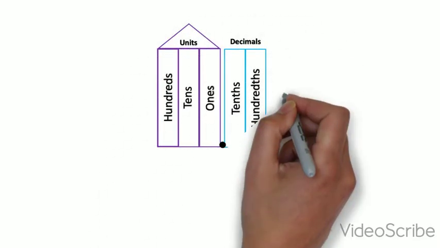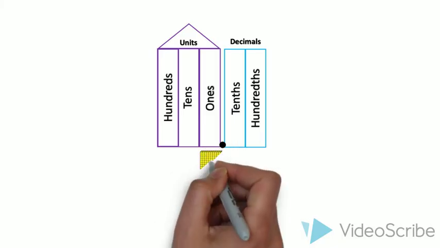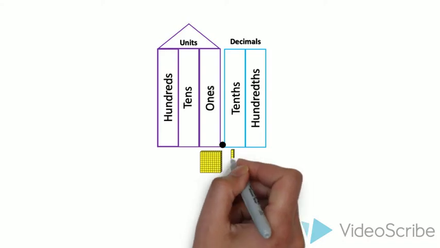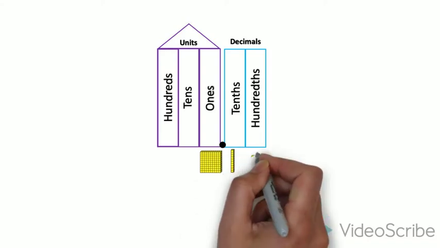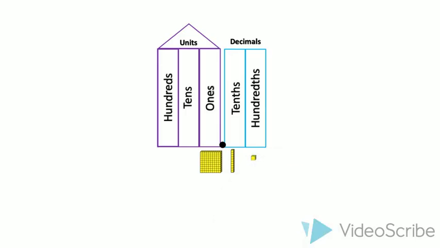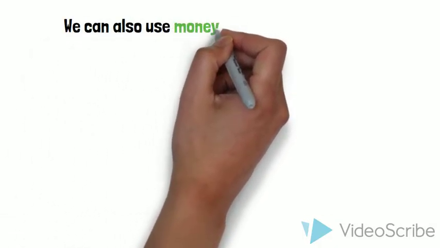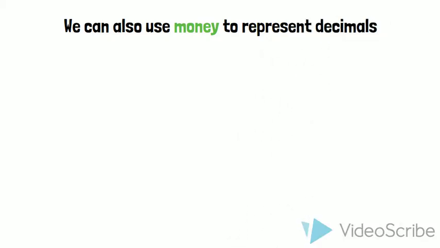Yesterday you learned how to use base 10 blocks to represent the tenths and the hundredths. Here's a representation of 1 whole. Here's how we represent 1/10. And here's how we represent 1/100th using base 10 blocks. We can also use money to represent decimals.